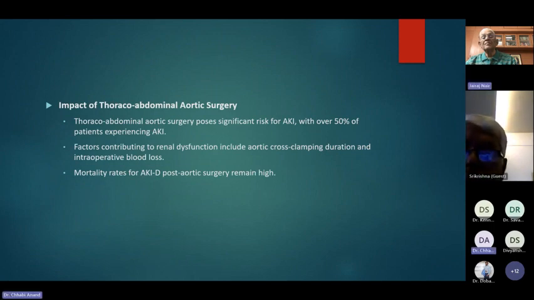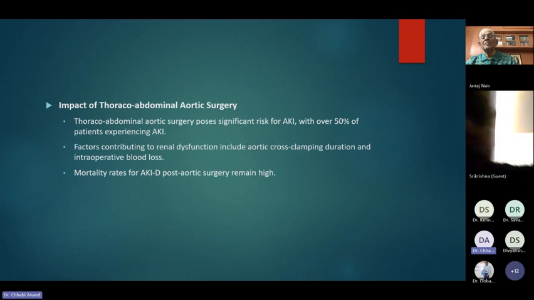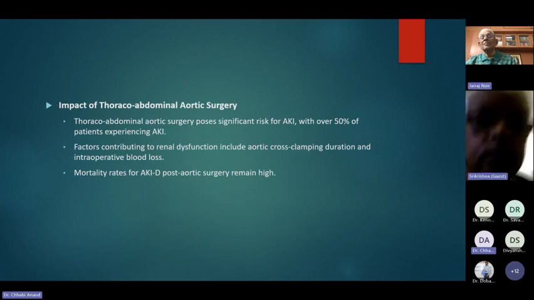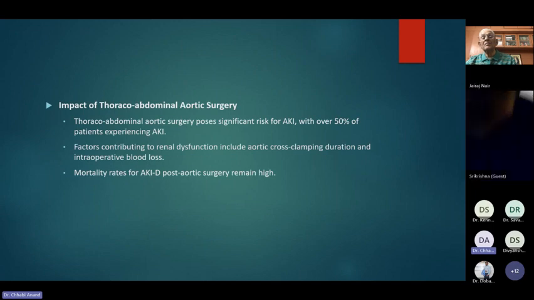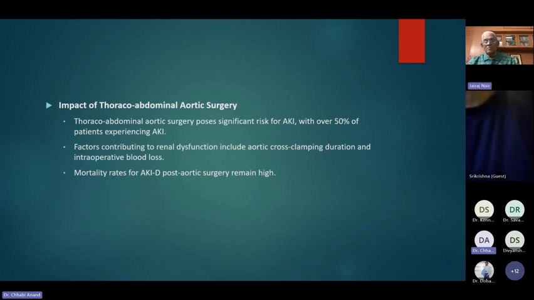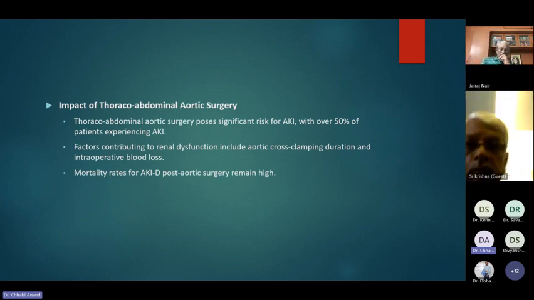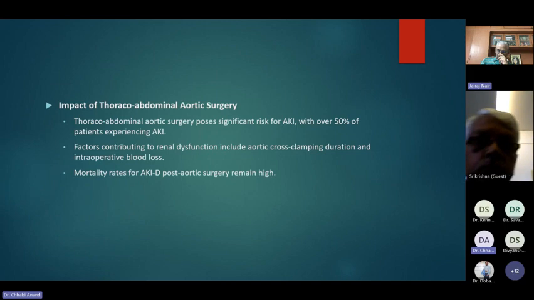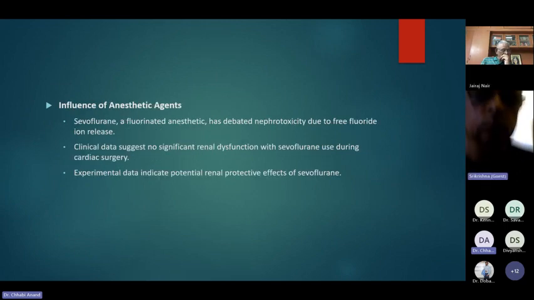Impact of thoracoabdominal aortic surgery. Thoracoabdominal aortic surgery poses significant risk of AKI, with over 50% of patients experiencing AKI. Factors contributing to renal dysfunction include aortic cross-clamp duration and intraoperative blood loss. Mortality rates for AKI requiring dialysis after surgery remain high.